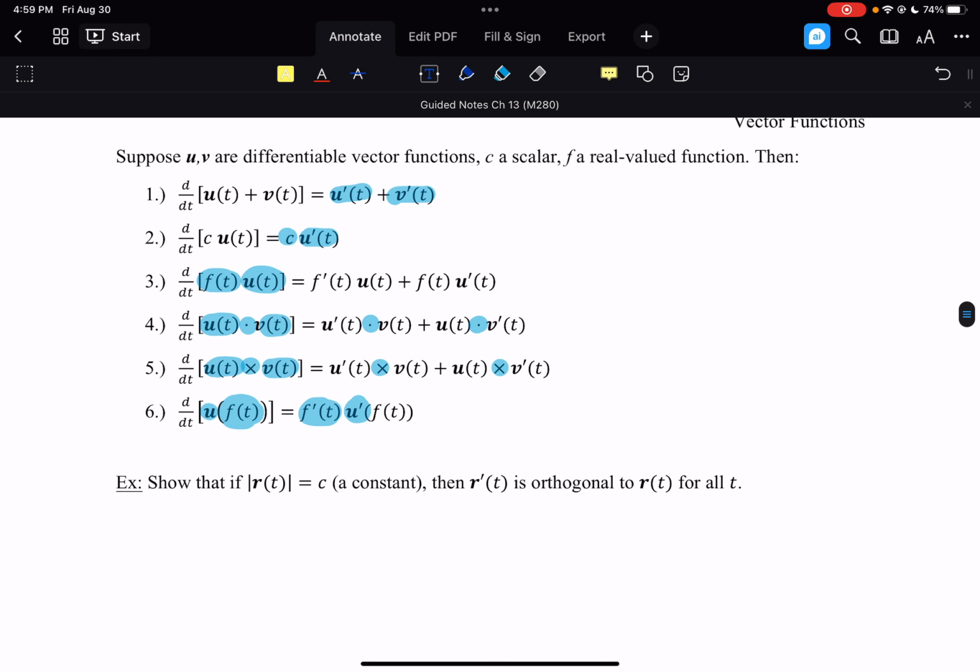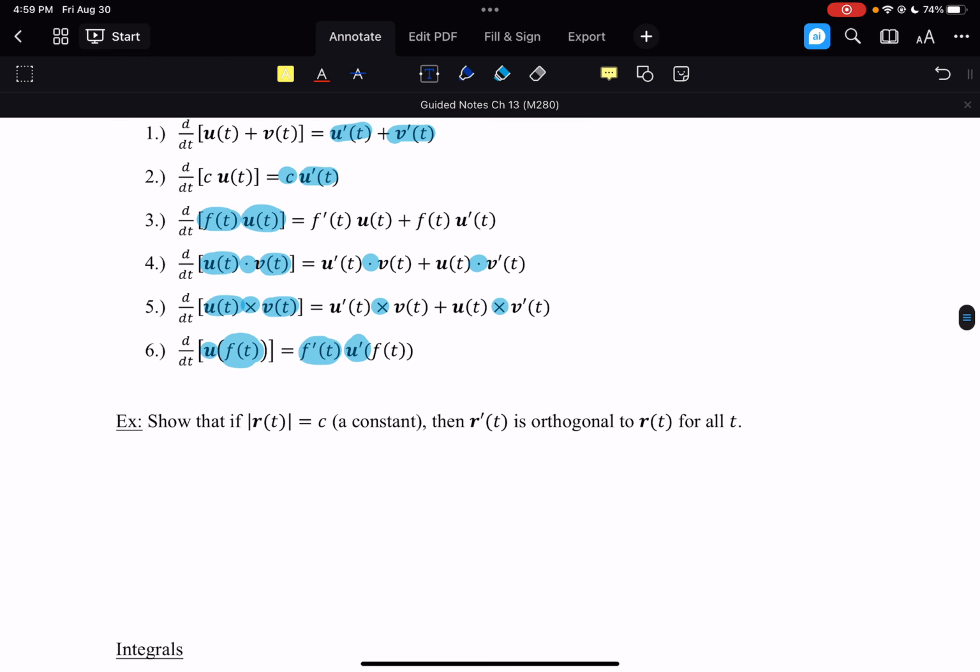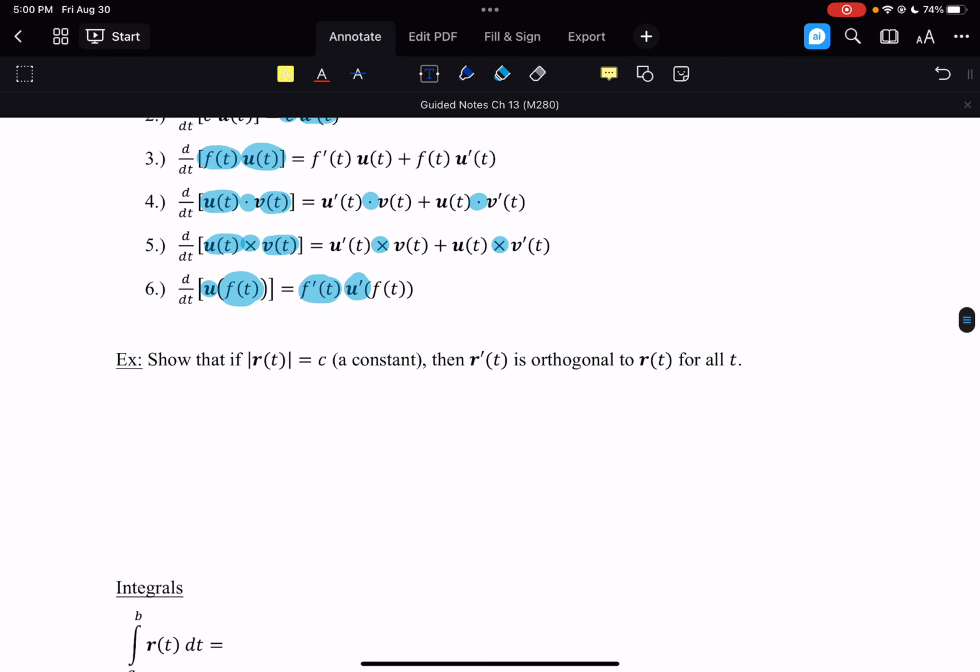So we're going to take a look at actually proving a property right now involving derivatives of vector functions. We will be referring back to this property in one of the upcoming sections, so we can actually see how it gets used in other scenarios. So we want to show that if the length of a vector function r of t is c, which is a constant, then r prime of t is orthogonal to r of t for all t. Okay, so again, if the length of the vector is constant, then the derivative is orthogonal to the original.